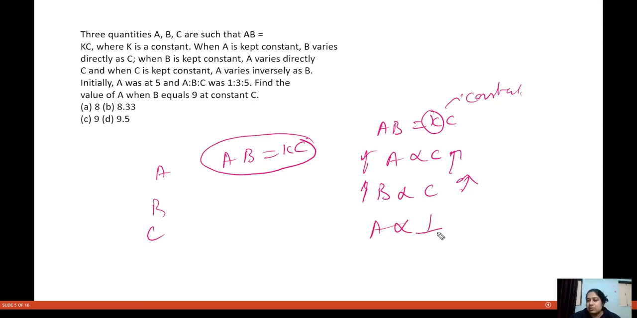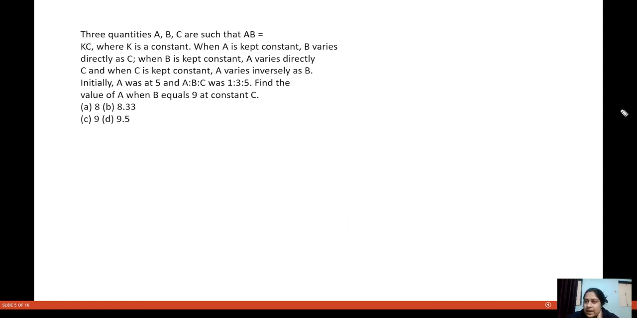Similarly, this question was asked. It was saying AB is equal to KC. When A is kept constant, B varies directly as C. When B is kept constant, A varies directly as C. And when C is kept constant, A varies inversely as B. So initially A was at 5, so we'll put this at 5.